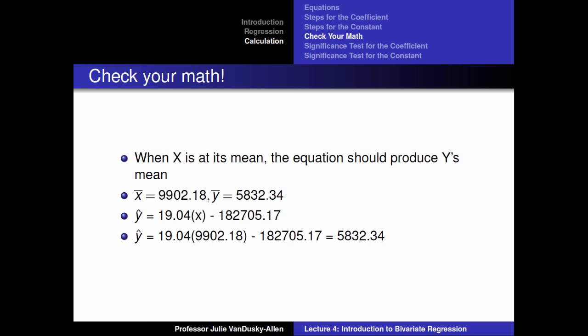Now, after you calculate your regression equation, you can check to see if you did the math correctly. If we input the mean of x, or the mean of the independent variable, into the regression equation we calculated, the equation should equal the mean of y, or the mean of the dependent variable. The mean of x was 9902.18, and the mean of y was 5832.34. The equation was y hat equals 19.04 times x minus 182,705.17. So placing the mean of x, 9902.18, here, we have 19.04 times 9902.18 minus 182,705.17, which equals 5832.34. 5832.34 is the mean of y.